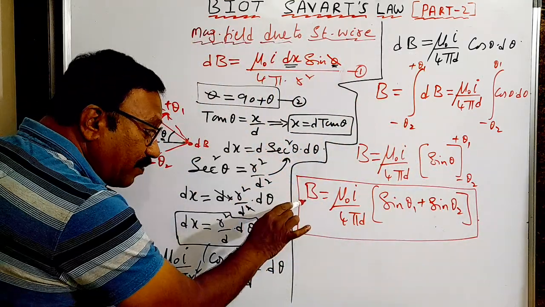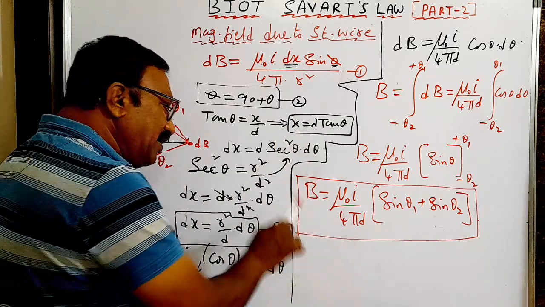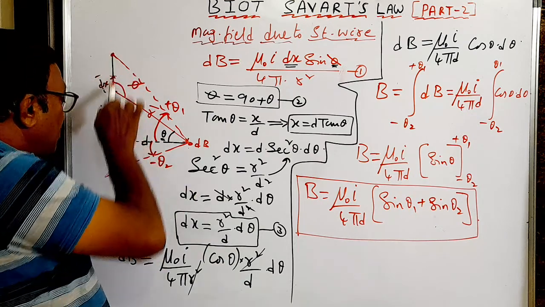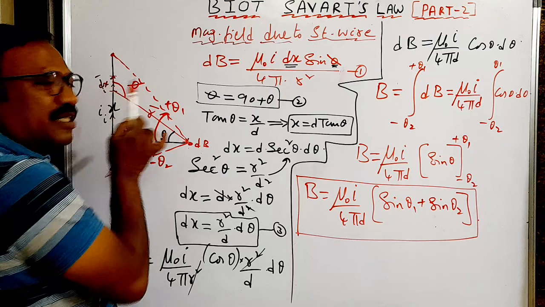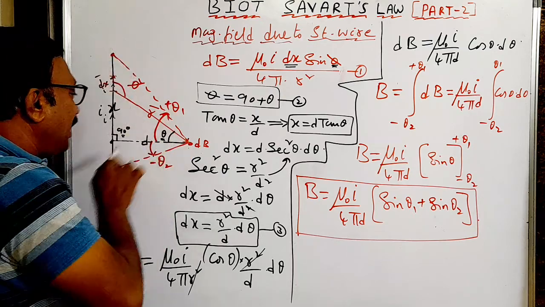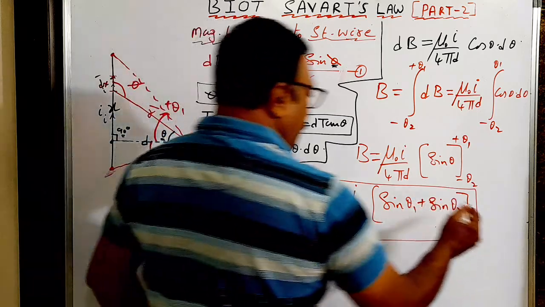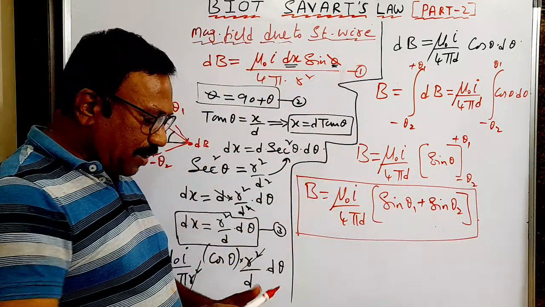This is the magnetic field B, the magnetic field induction or intensity of magnetic field at this point due to this whole wire. This dB is due to only a small element, but due to this whole wire I want the magnetic field, that is B. And the direction of the magnetic field: you will apply the right hand thumb rule.